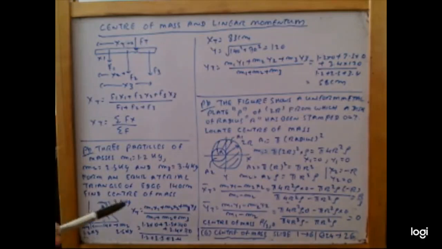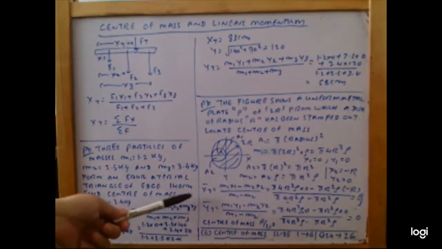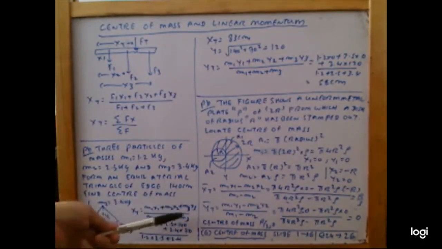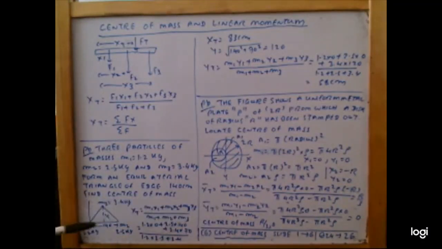We write down the equation: H equals M1 H1 plus M2 H2 plus M3 H3 divided by M1 plus M2 plus M3. M1 is at this location, so H1 is 0, M1 is 1/2, H1 is 0, M2 is 2/5, H2 is 140, and M3 is 3/4 at this distance. The whole thing is 140, so half will be 70. Then M1 plus M2 plus M3 is 1/2 plus 2/5 plus 3/4. By this way you calculate 83 centimeter.